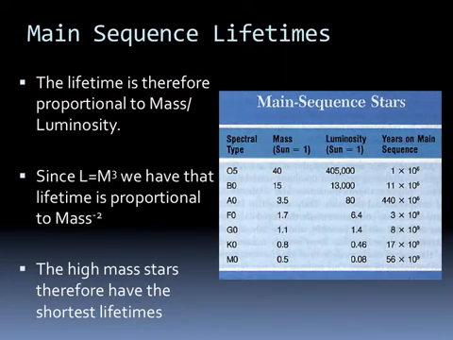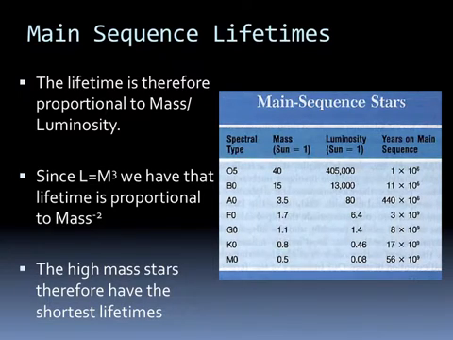An O5 star might have a mass 40 times that of the Sun. That means its luminosity is going to be 400,000 times that of the Sun. In other words, it's 400,000 times brighter, or uses 400,000 times more energy per second. Even though it's a much bigger star, it's burning at such a faster rate that it's only going to last about 1 million years.